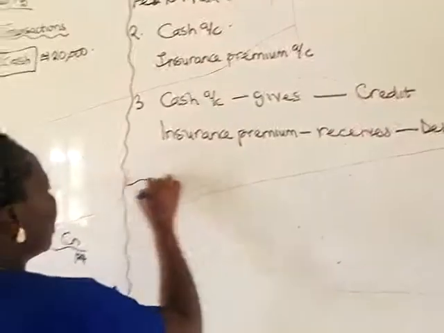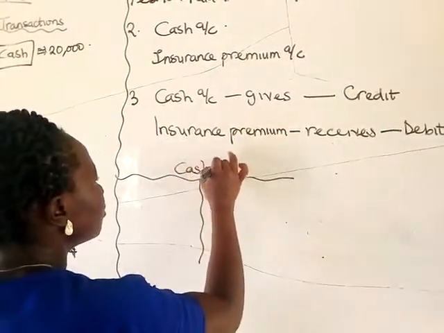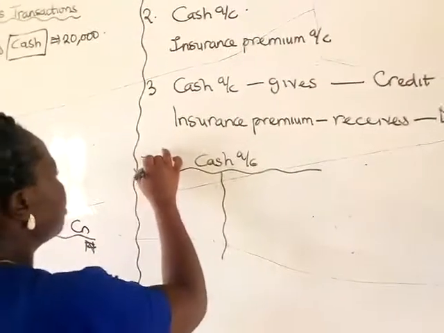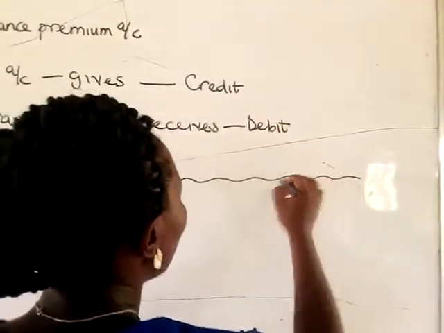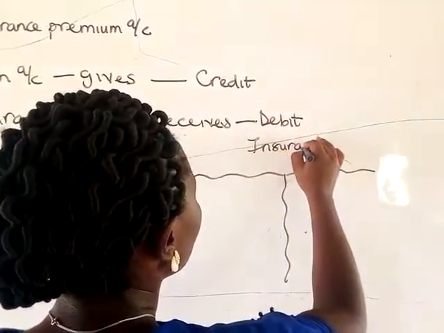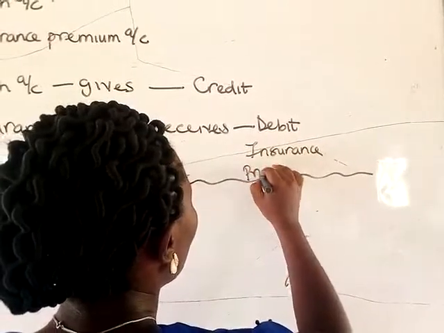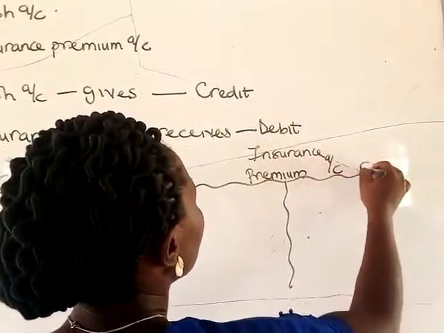So I will draw up my ledger. I have my cash account. To the left, I have my debit. To the right, I have my credit. I also have my insurance premium account, debit.